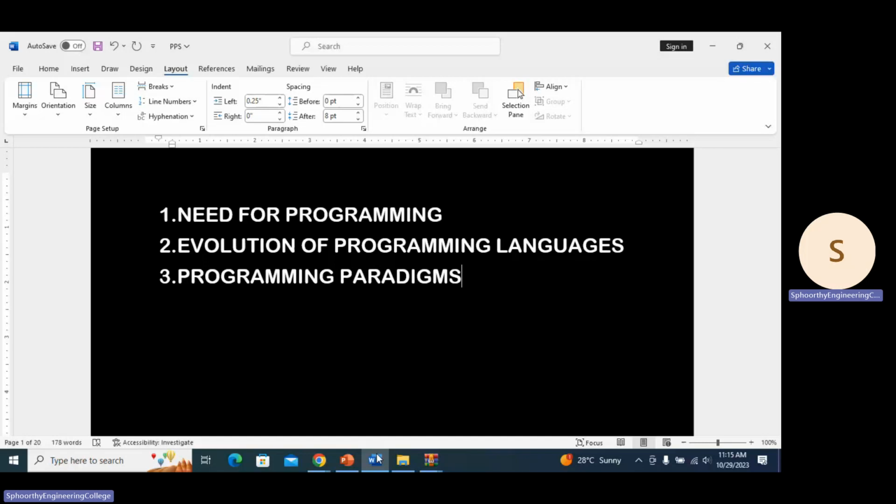In this particular lecture, we are going to understand a few important things. First of all, what is the need for programming? If we don't know what is the need for programming, we don't understand programming at all. If we understand the need for programming, then we have a reason to learn it. In this lecture, we are going to understand three important things. One is the need for programming, and the evolution of programming languages and programming paradigms.